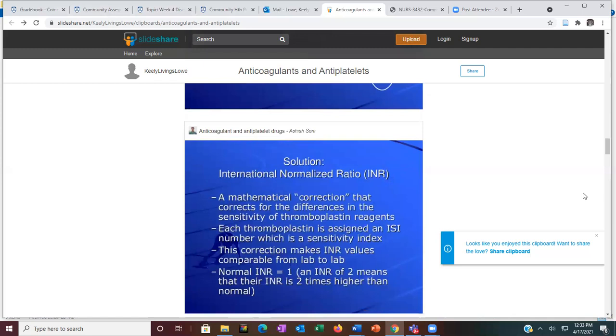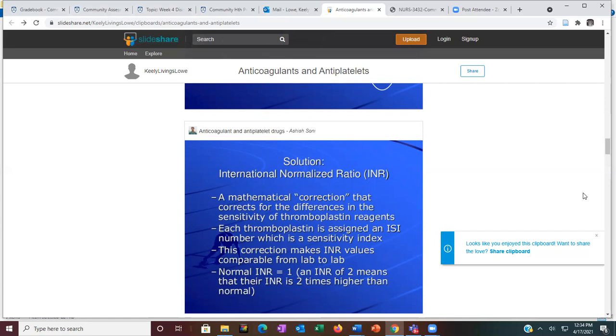So we use an INR. INR is International Normalized Ratio. Basically what that means is this is the number that no matter what lab you go to, what lab we're looking at, we can say this is our goal. This is what your number should be. And so it is a great indicator, a second kind of number to look at. So it's a correction that corrects for the differences in the sensitivity of those reagents that are used in different labs. So each thromboplastin, each different type of reagent, is assigned a number that's a sensitivity index.